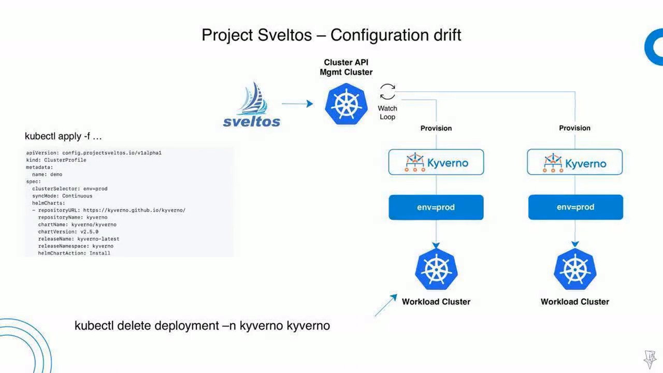In this example, Kyverno Helm chart was provisioned. Then, in one of the workload clusters, a command is executed deleting the Kyverno deployment. As soon as the delete command is executed, Kyverno deployment disappears from the workload cluster. Sveltos detects this change, and it reconciles again, immediately reprovisioning Kyverno to the workload cluster.